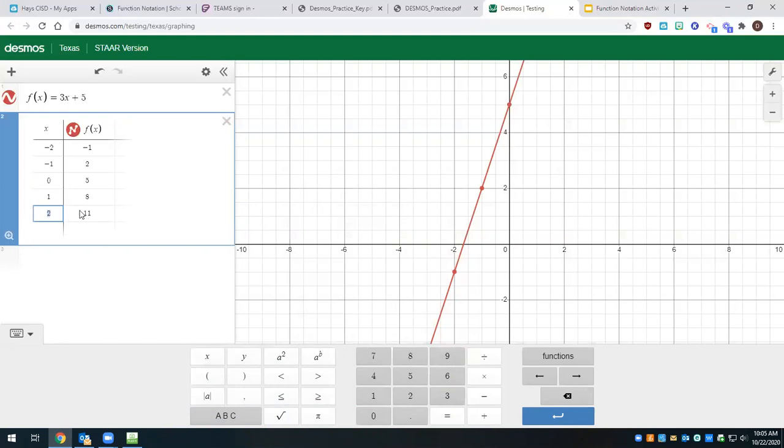All right, but this table is interactive. So you can write over these numbers, or you can come down here and type in a new number.